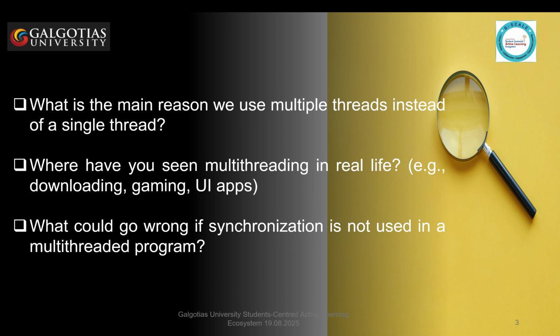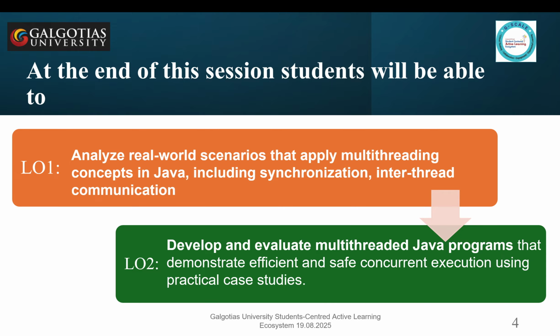Why do we use multiple threads instead of a single thread? We see multi-threading in daily life, such as downloading files, online gaming, and user interface applications. If synchronization is not used properly, data inconsistency, race conditions, and unpredictable behavior may occur.